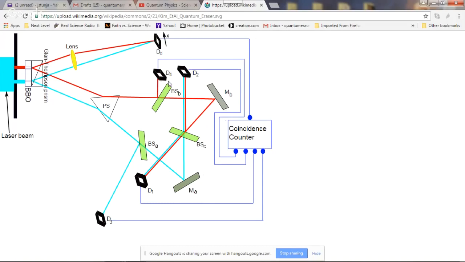That means this is space. You can see the space here between these detectors, and time independent. Space and time are totally irrelevant in quantum mechanics. This is absolutely jaw-dropping.